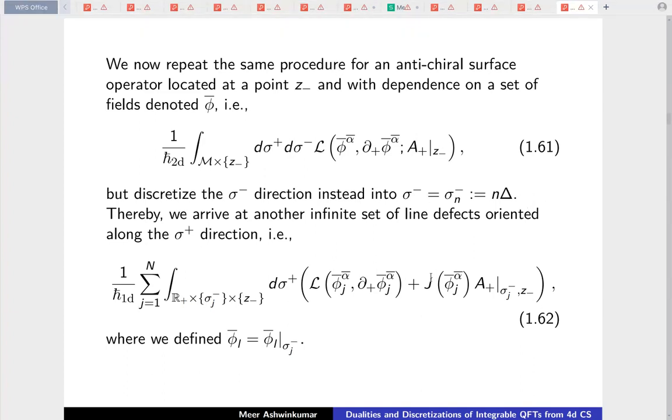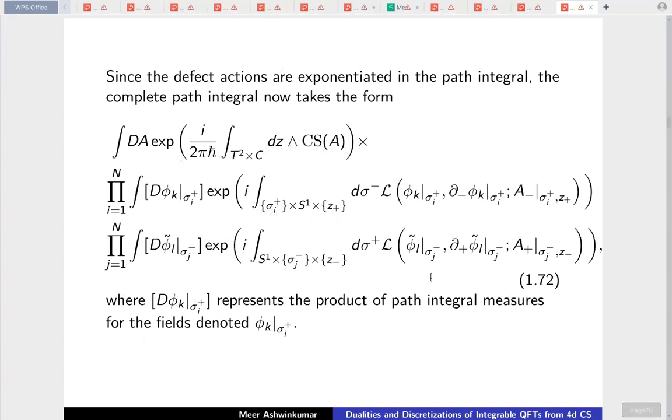Okay, so now the result is this. I have 4D Chern-Simons theory with n line operators in the light cone direction sigma minus and n line operators in the light cone direction sigma plus. And here I have also discretized the respective path integral measures.